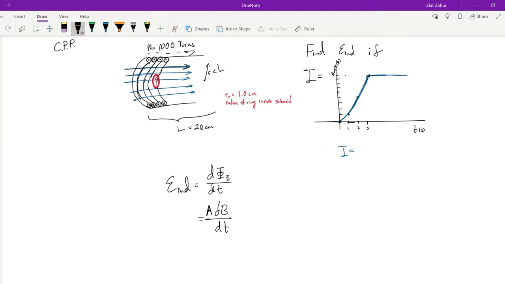We'll go from 0 to t to 3, and then we'll go from t greater than 3. Now what happens at 3? Something weird happens. It's an instantaneous change, apparently, so let's go and ignore that.